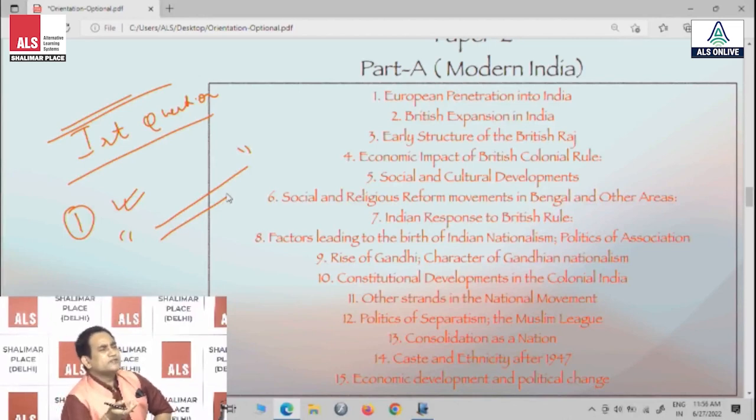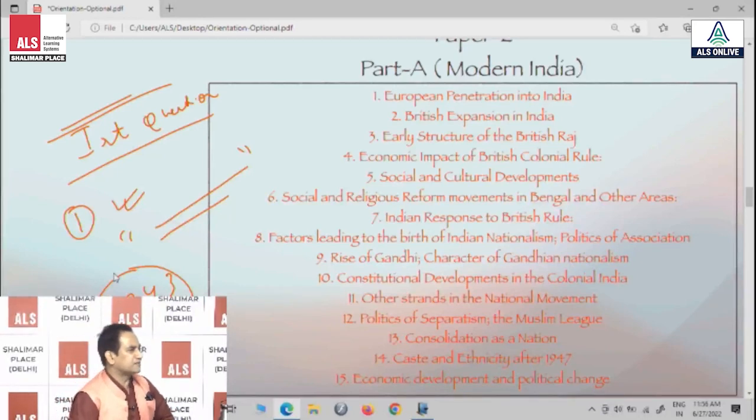We prepare those statements even in general studies. Suppose when the British annexed Sindh in 1843, Charles Napier made a very popular statement, given in your NCERT: I have no right to annex Sindh, yet we shall do so.